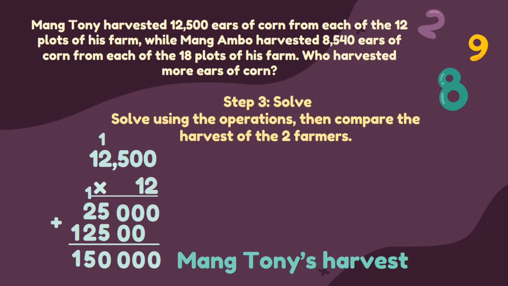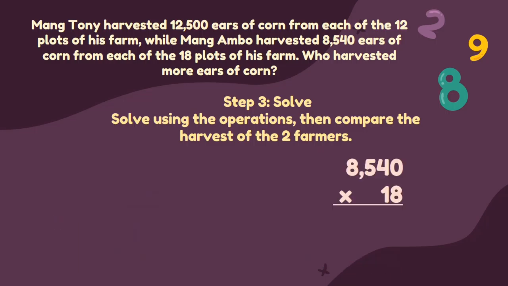Now we have 150,000 ears of corn, which is Mang Tony's harvest. Now let's solve Mang Ambo's harvest. 8,540 times 18. 8 times 0 is equal to 0. 8 times 4 is equal to 32. We write 2 and regroup 3.